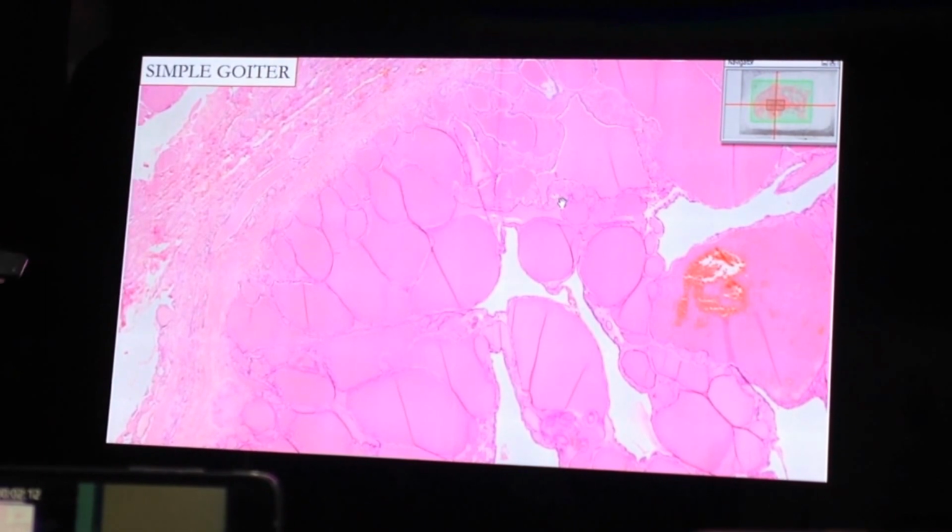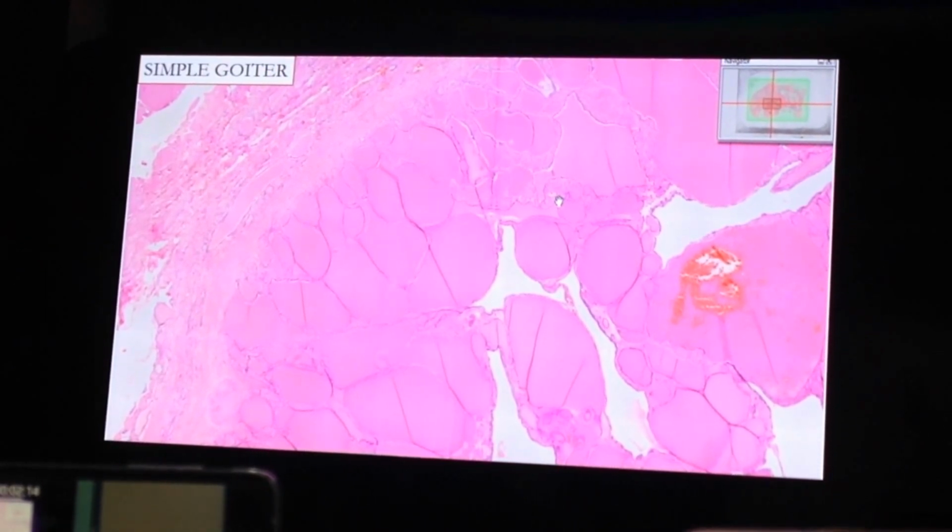thyroid follicles, colloid follicles. In a closer view, it's lined by a simple cuboidal type of epithelium. Simple cuboidal type of epithelium.